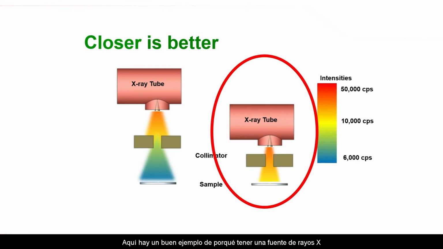Here is a good example showing why having the X-ray source closer is better. As you can see in the image on the left, there is deflection coming out of the collimator. This deflection increases with distance. The closer you are, as shown in the circle, the more intense the signal, thus allowing you to capture more counts per second, also known as CPS. The higher the CPS, the more data you collected from your sample will increase the accuracy of your analysis.